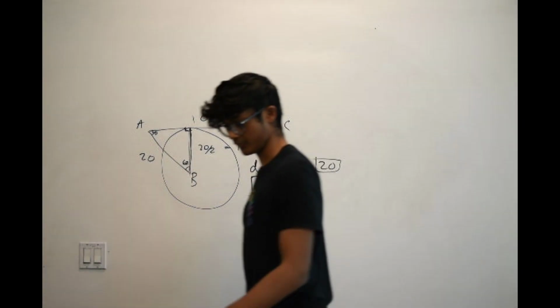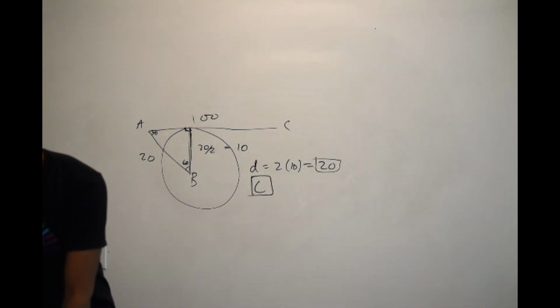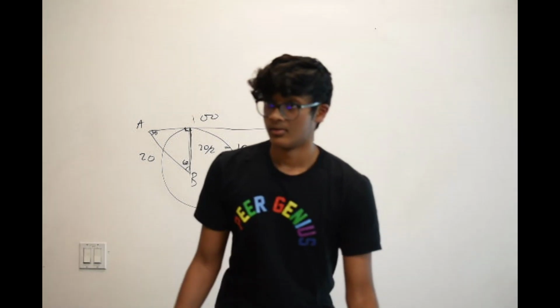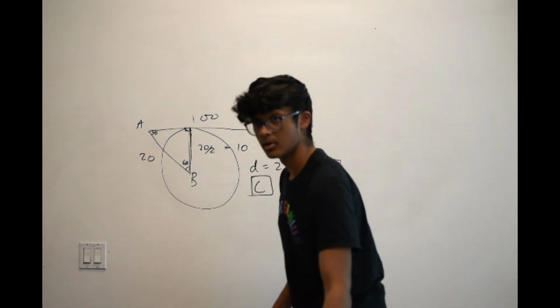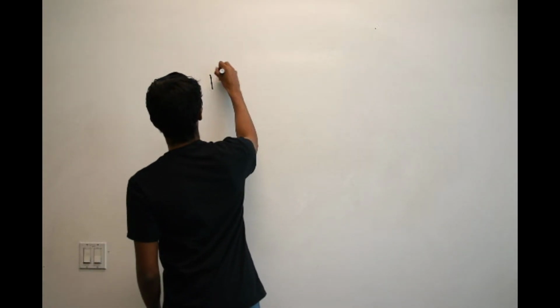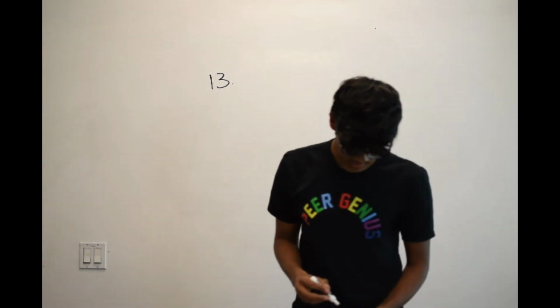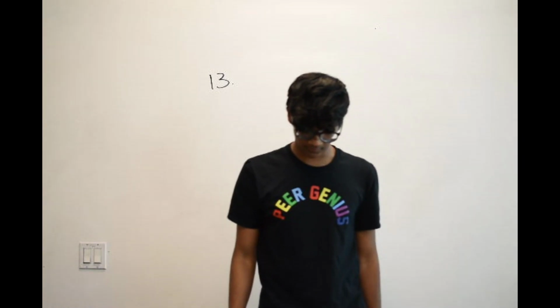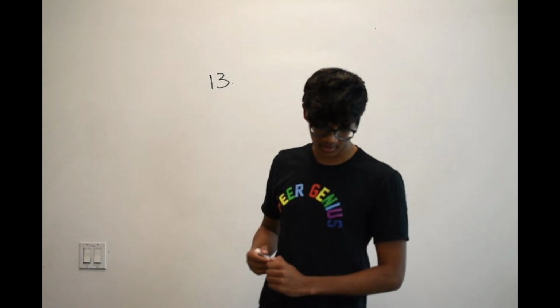So I'll just leave this up for a little bit again. Let's go to number 13. What is the quotient when the base 8 number 3322 is divided by the base 4 number 1201? Express your answer in base 4 format.